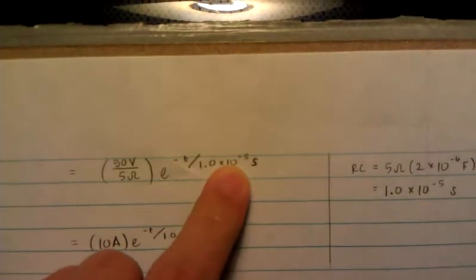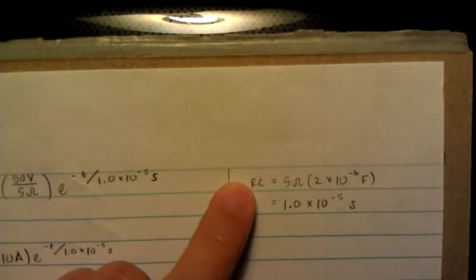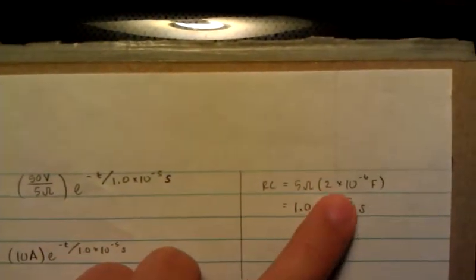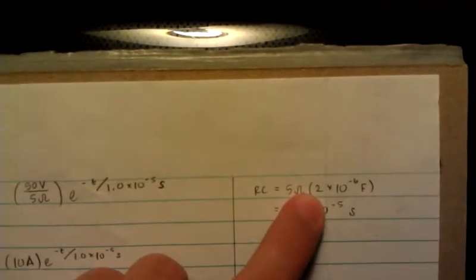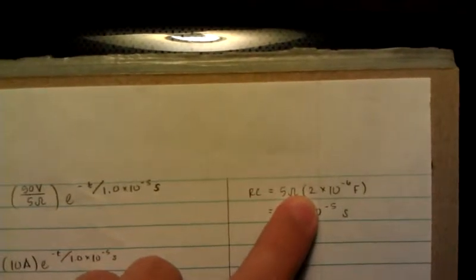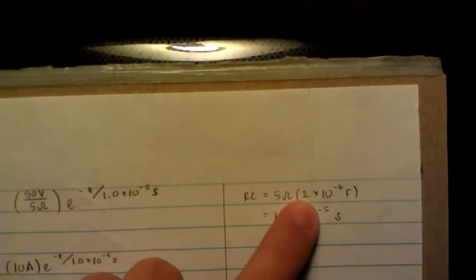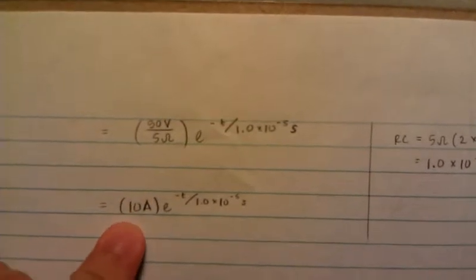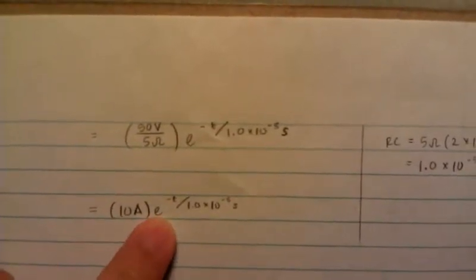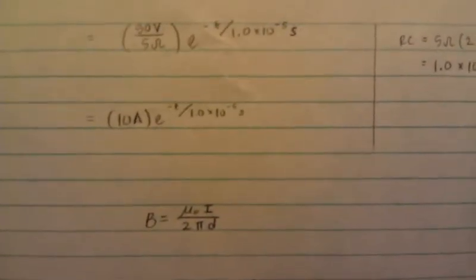And I got 1 times 10 to the negative 5 seconds by solving RC, or resistance times capacitance, which is 5 ohms times 2 times 10 to the negative 6 farads, which is just the conversion from the 2 microfarads given in the problem to farads, and that yields 1 times 10 to the negative 5th seconds. And simplification will give us 10 amps times e to the negative t over 1 times 10 to the negative 5 seconds.